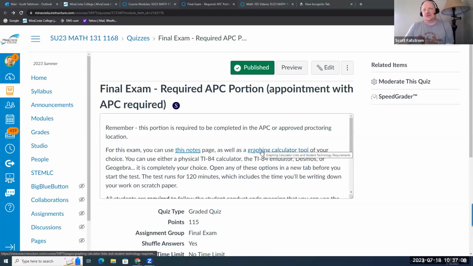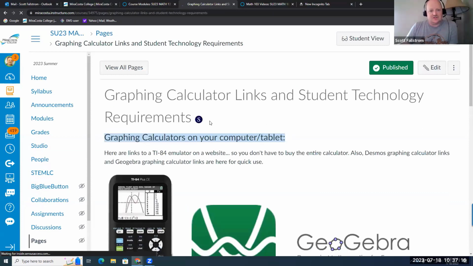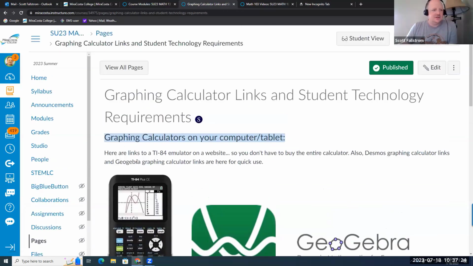Don't forget, for this one, just like on the other ones, in the APC or the proctoring area, you can use the graphing calculator tool. If you want to, you can click on graphing calculator tools and see the options available for you. You can use the TI-84 emulator, Desmos, or GeoGebra. It does not matter to me. It's totally up to you. But whatever one you use, you should have been practicing with it during this last chapter. All right, so let's jump in here.